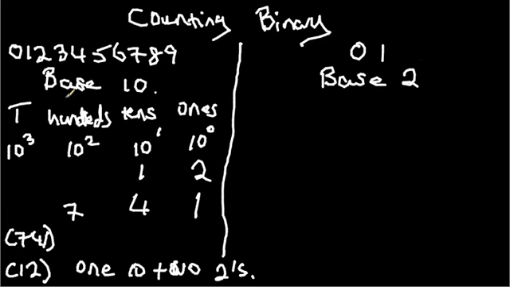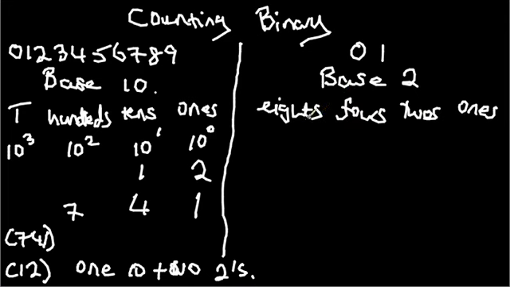So instead of having the ones, tens, and hundreds place, we have the ones place, we have the twos place, we have the fours place, and we have the eights place. Okay, so that would be 2 to the power 0, 2 to the power 1, 2 to the power 2, and 2 to the power 3.